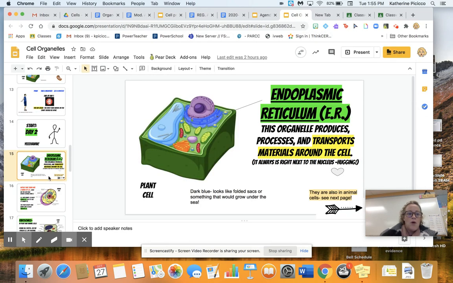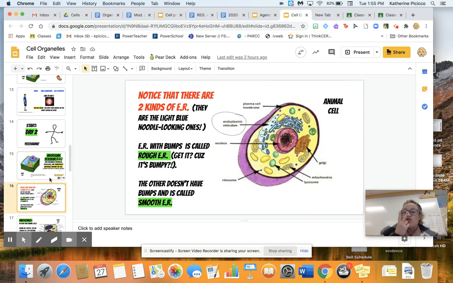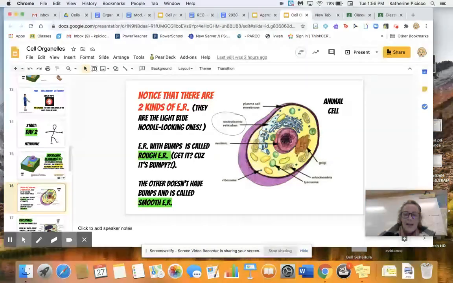All right, so one interesting thing about the ER is that there are two types. There's what we call the rough ER. If you think about something that is rough, it's bumpy and not smooth. And then there's also something called the smooth ER. Basically, the rough ER is the part with the bumps on it. Do you see these blue looking noodle things? See how some of them have bumps on them? That's what we call the rough ER. The smooth ER is the stuff that doesn't have bumps on it. Kind of crazy, right?